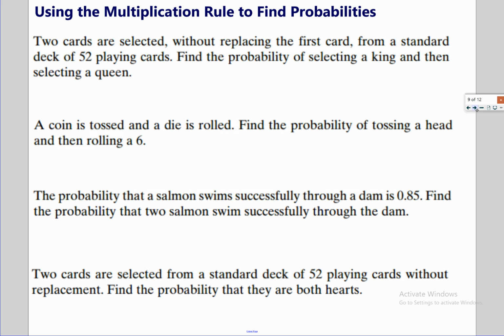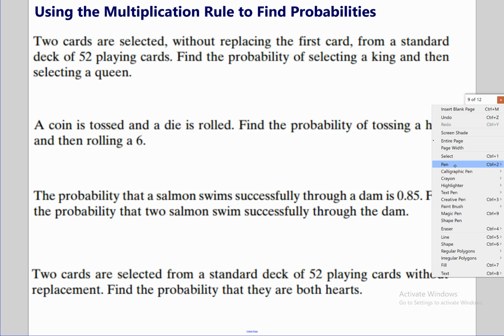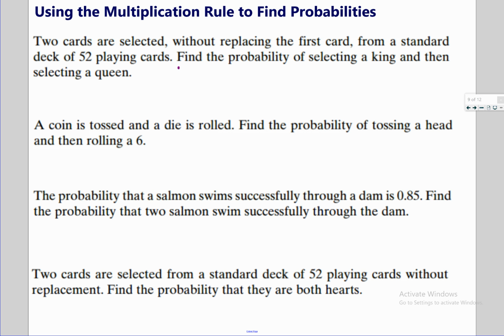All right, so here's our queen-king example. We have 2 cards selected. Without replacing the first card, we want to find the probability of selecting a king and then the probability of selecting a queen. Okay, so what is the probability of selecting a king? 4 out of 52. Okay, and then we do not replace. And then we select another card and we want to know the probability of getting a queen. So how many queens are in the deck? 4, assuming we got that king out already.